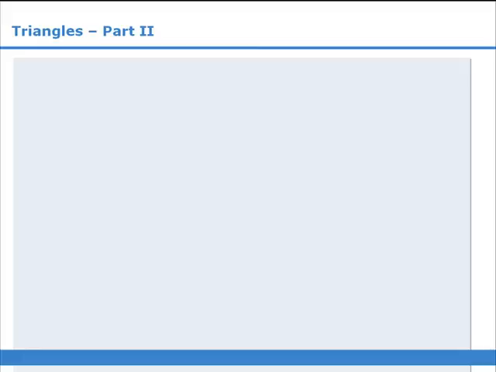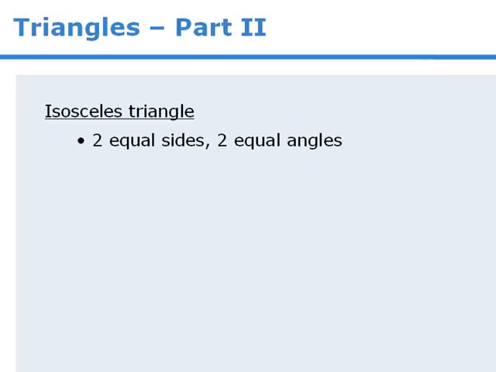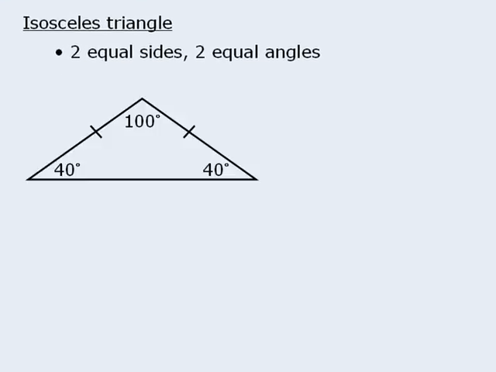In this lesson, we will examine the properties of two types of triangles, and we will study two formulas for finding the area of a triangle. The first triangle we will examine is an isosceles triangle, which has two equal angles and two equal sides. Here's an example of an isosceles triangle.